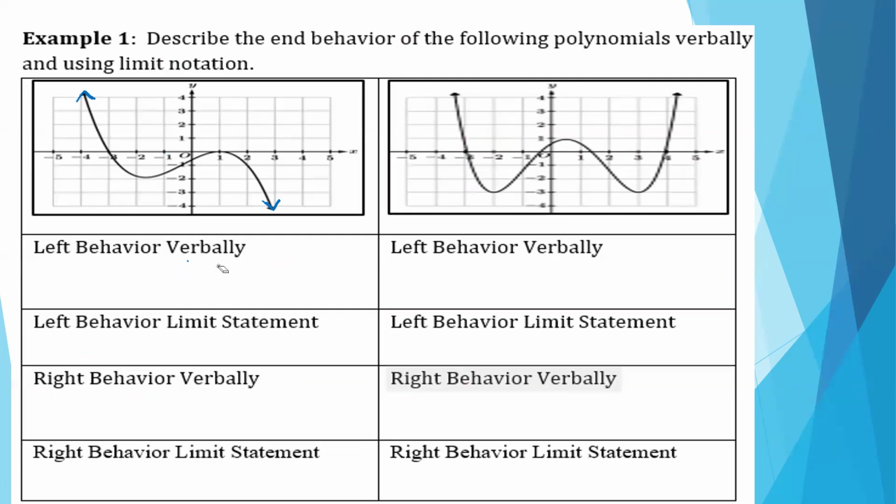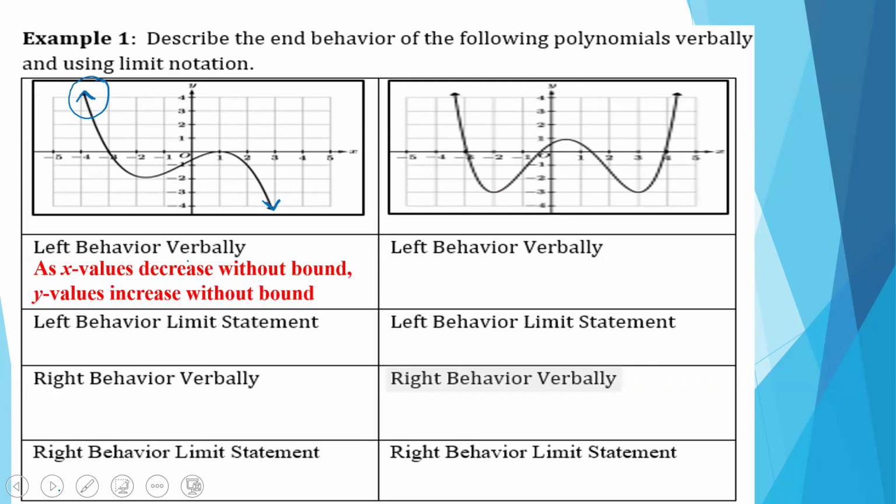It's going up, up, up, up, right? On the left-hand side, so it's what? Going towards infinity, right? I forgot I typed it. As X values decrease without bound, Y values increase without bound. Decreasing means getting smaller, so negative infinity is smaller. Y values on the left side are going up, so they're increasing without bound.